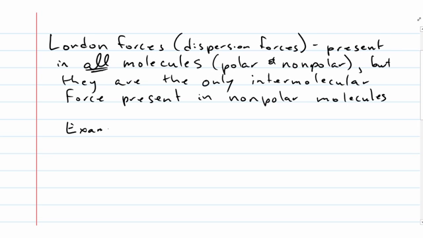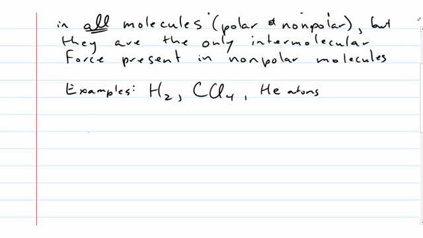Now, for these, we give several different types of examples. We could talk about something like H2 or carbon tetrachloride. We could look at helium atoms themselves as being attracted by the London forces. Once again, basically anything that is nonpolar. If we look at something like helium atoms, these are the easiest to look at.